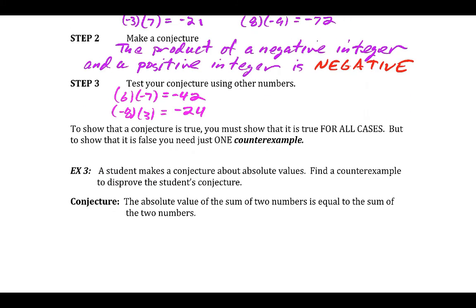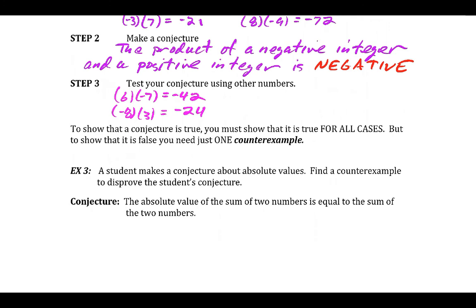Now, to show that a conjecture is true, you must show that it is true for all cases. That means everything you try, just like the ones I was doing. But to show that it is false, you need just one counterexample. So you just need one counterexample. That's pretty important.